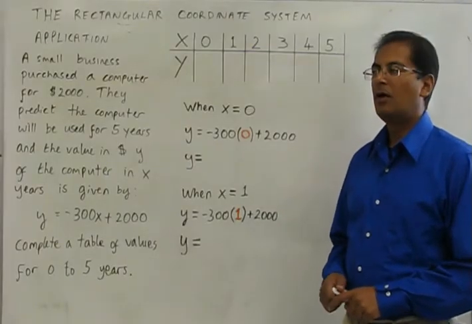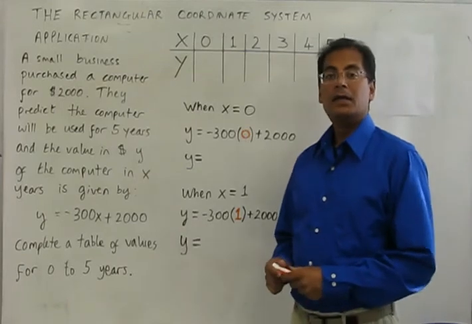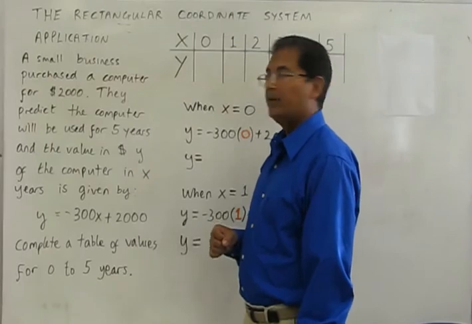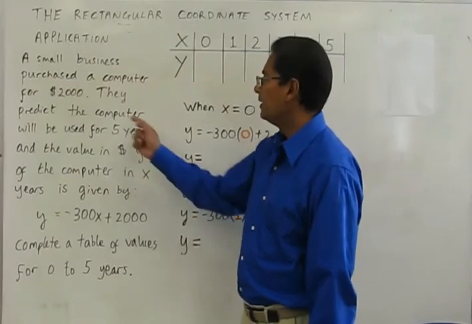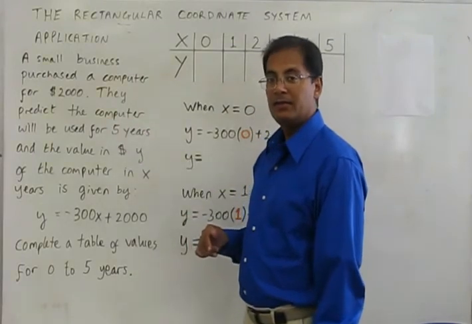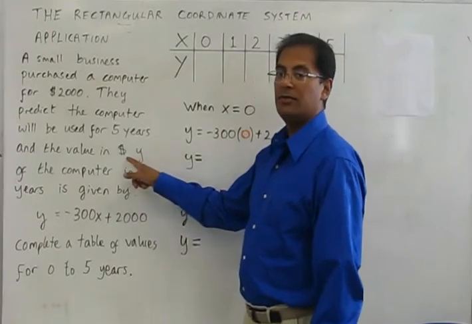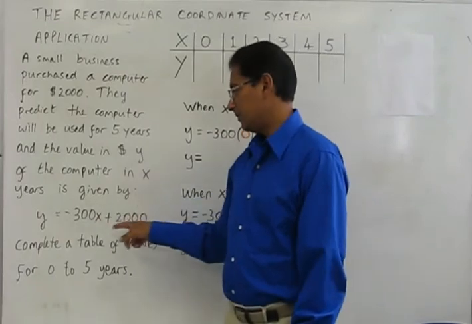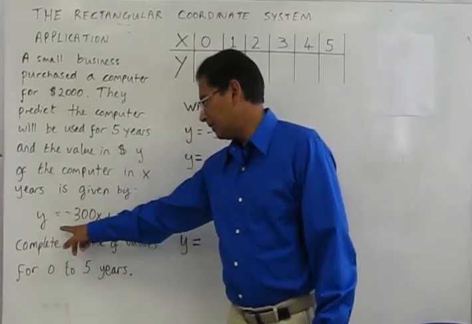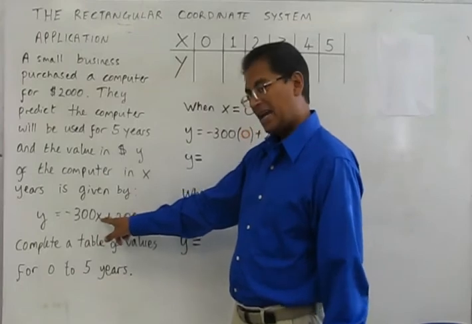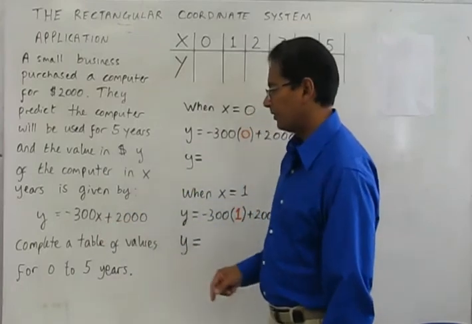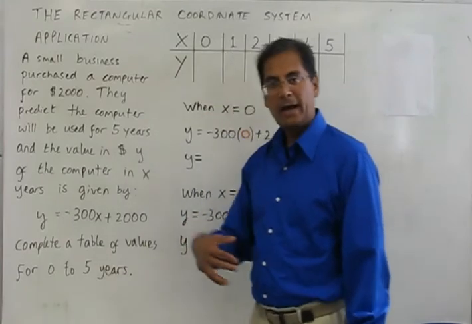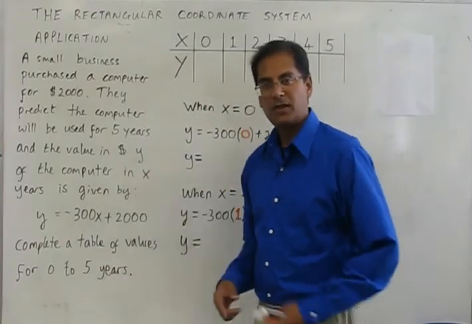Let's take an example of completing an ordered pair given an equation. Here's an application. A small business purchased a computer for $2,000. They predict the computer will be used for 5 years, and the value in dollars, Y dollars, of the computer in X years is given by this equation. Y, that's the value, is equal to negative 300 times X, which is the years, plus 2,000. Complete a table of values for 0 to 5 years, from now, year 0, and go 5 years out.